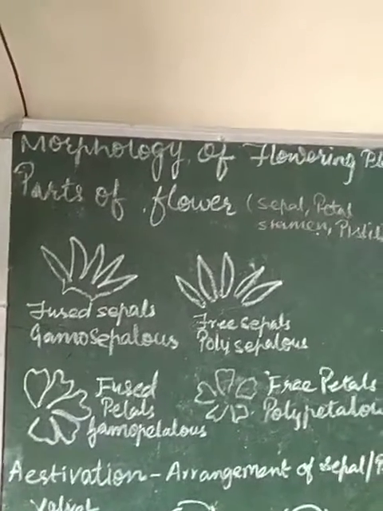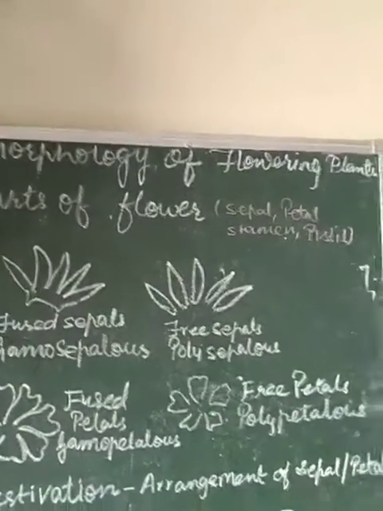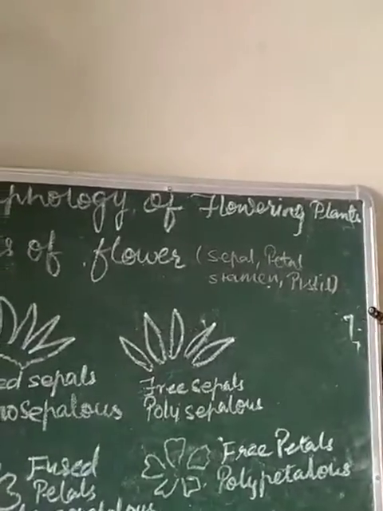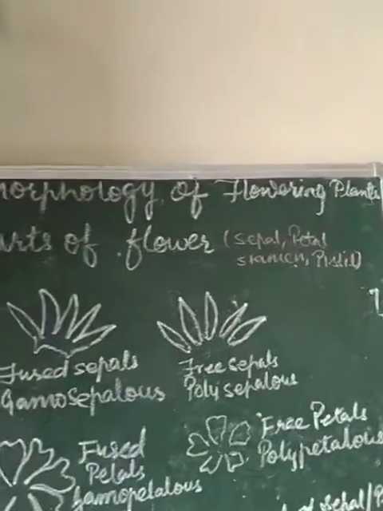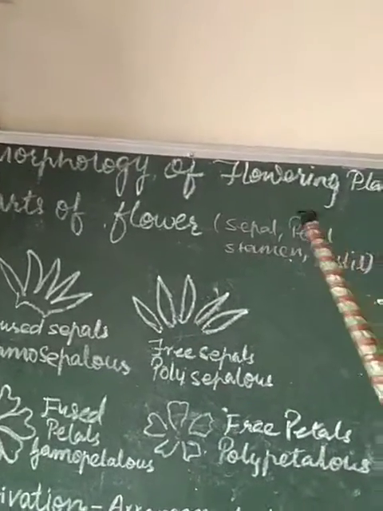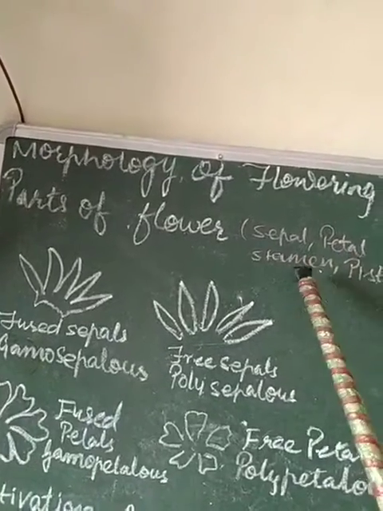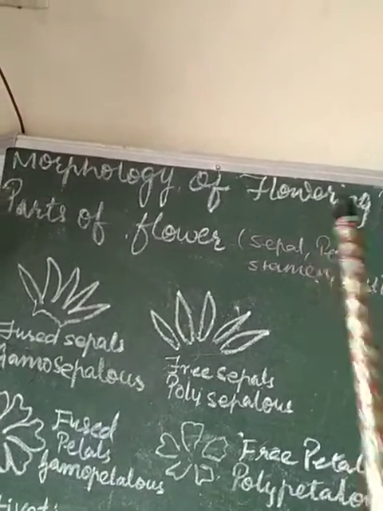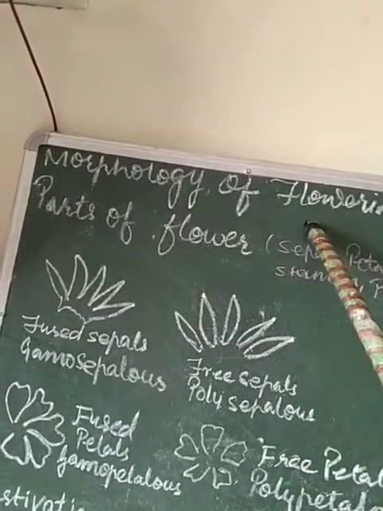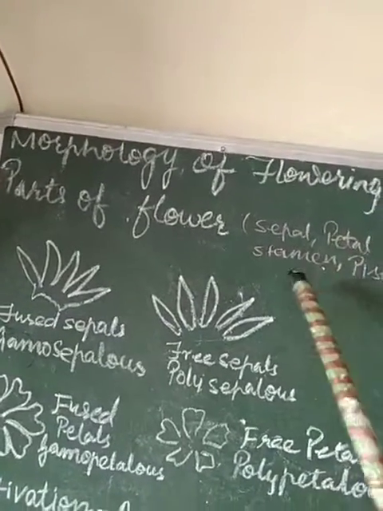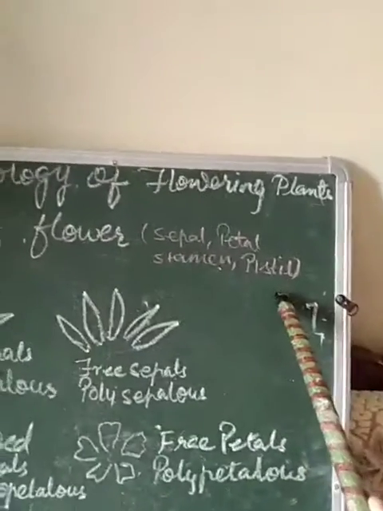Students, now we are going to start with the parts of the flower. We know that there are 4 main parts of the flower. We have sepals, petals, stamen, pistil. In other terms, we can say that is calyx, corolla, then androecium and gynoecium.